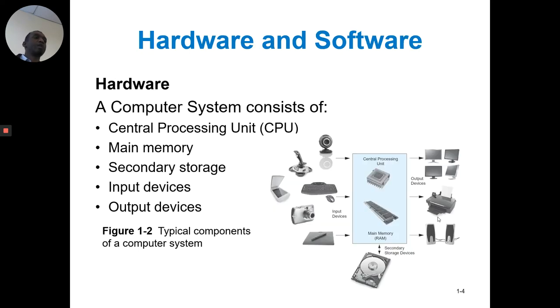Then we have what's called hardware and software. Hardware is basically what you can touch, and software is what you cannot touch. A computer system consists of the central processing unit, or the CPU, and then you have what's called the main memory. So this is basically the CPU, the main memory. And then you have secondary storage. You have input devices, right? And then you have the output devices, okay? What is the central processing unit, or the CPU?